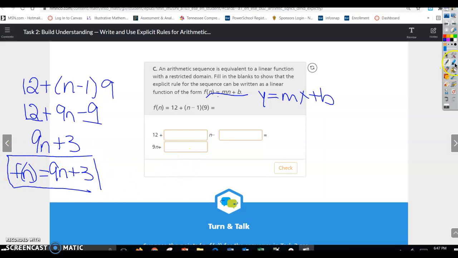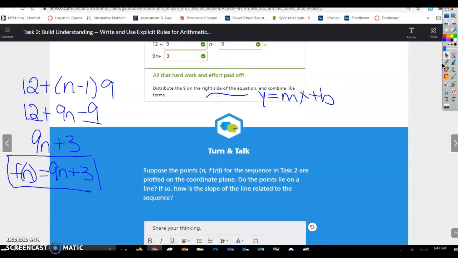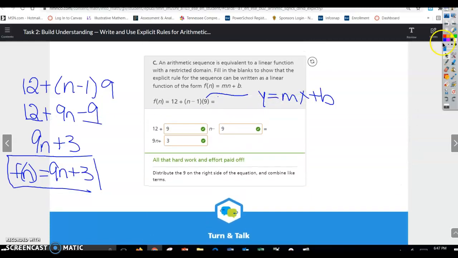All right, so right here, we need to fill this in. So 12 plus blank n, so that's the 9n here that they want. 9n minus 9. Okay, so that comes from this row right here. 12 plus 9n minus 9, and that equals 9n plus 3. And now that is written in slope-intercept form. All right, that's all for task 2. If you have any questions, please let me know.